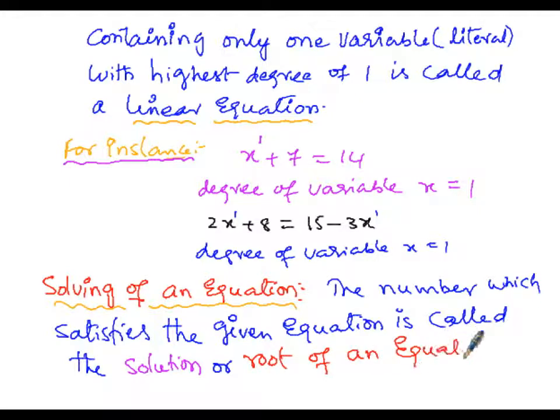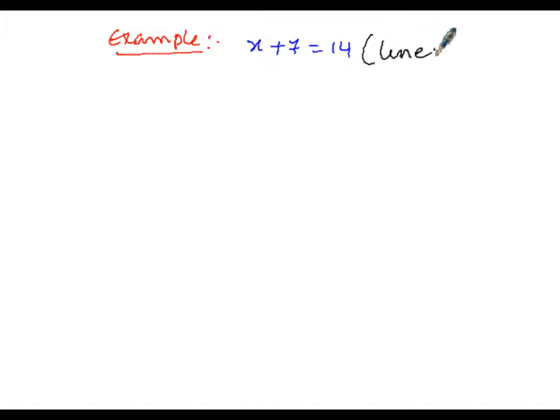Let us consider the same example, the same linear equation, x plus 7 is equal to 14. In our example, x plus 7 is equal to 14 is a linear equation with one variable, that is x, with the highest degree of the variable as 1.